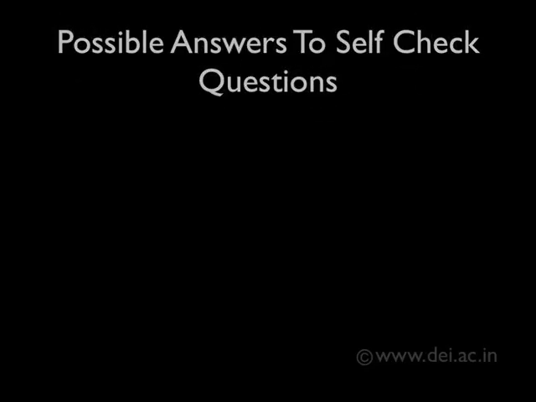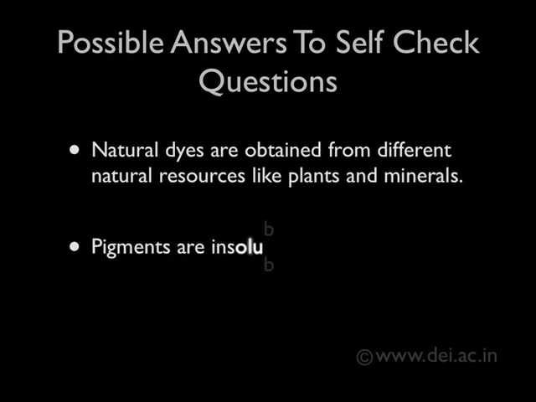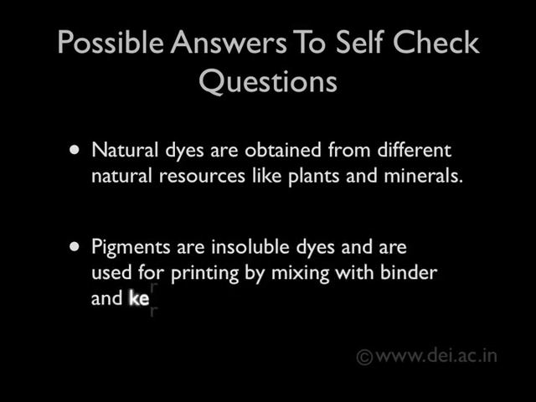Let me tell you the answers for the two questions I had asked you about natural dyes and what are pigments. The first answer was natural dyes are obtained from different natural sources. This we had also studied in unit 1, so it was not difficult at all for you people. The second question was, what are pigments? Here the answer was, pigments are insoluble dyes and are used for printing by mixing with binder.